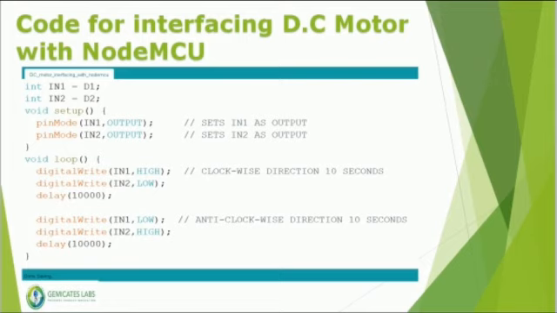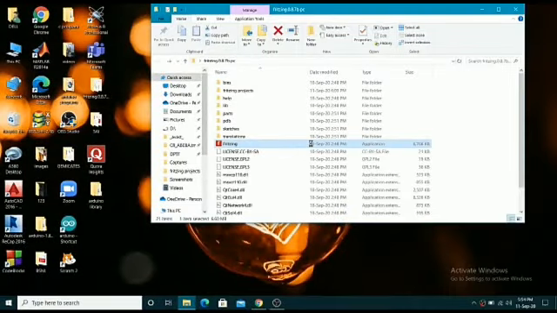In loop, we have made IN1 high and IN2 low for 10 seconds, and made IN1 low and IN2 high for 10 seconds, which means the motor rotates in clockwise direction for 10 seconds and anti-clockwise direction for 10 seconds. Now let us see how to interface it.